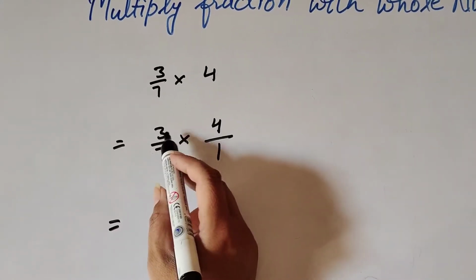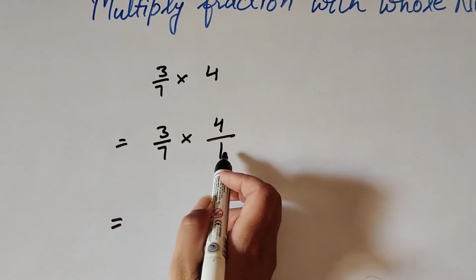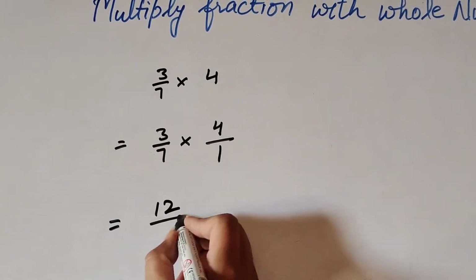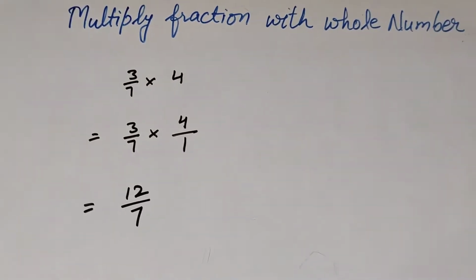So now we multiply the numerator with the numerator and the denominator with the denominator. So 3 multiplied by 4 is equal to 12. 7 multiplied by 1 is equal to 7. So 12 over 7 is the answer.